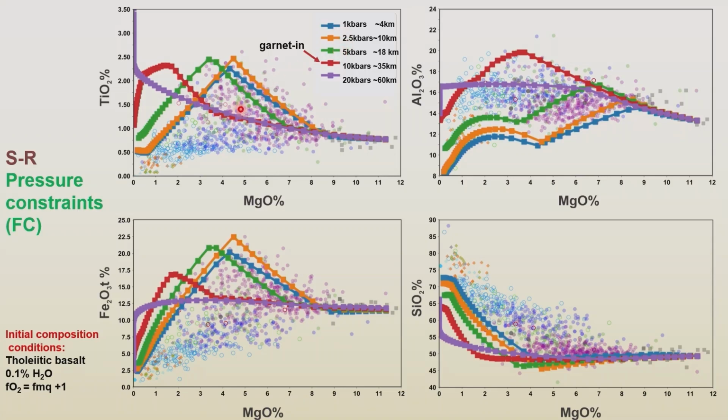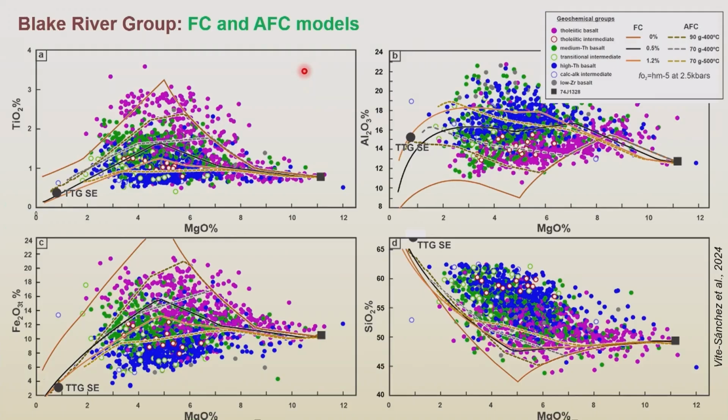Then for the rest of the pressures, we don't gain that, and we don't have good behavior in terms of silica for this tholeiitic. So we are confident that we are in a zone of middle to upper pressures. For the rest of the modeling, we are going to use the 2.5 kilobars pressure. This is the case of the Blake River. This is work that we already published recently.